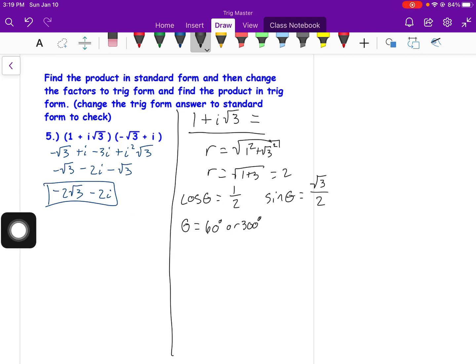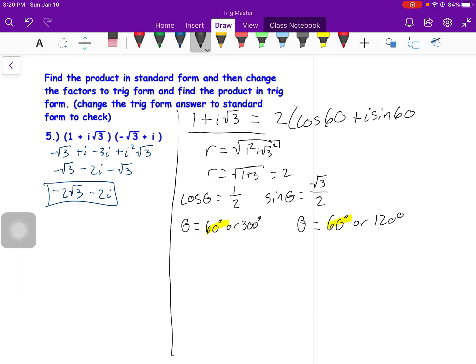For the sine, again, I'm going to skip that sine inverse piece, but sine is positive in quadrants 1 and 2, so this is again at 60 degrees or 120 degrees. Since those are both 60, I'm going to get that 1 plus i square root of 3 is equal to my modulus of 2 times cosine of 60 plus i sine 60. Okay, so that's my first factor.